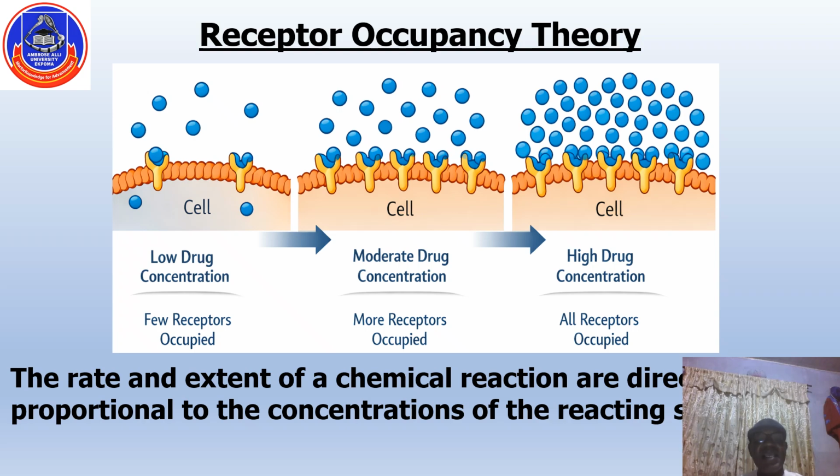So we can say that the rate and extent of chemical reaction are directly proportional to the concentration of the reacting substances.